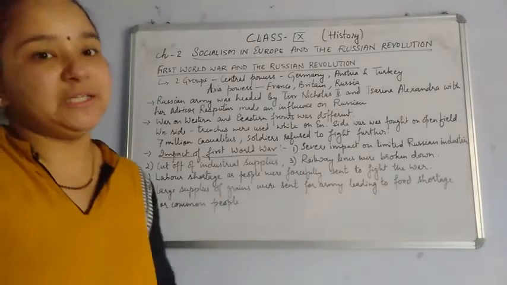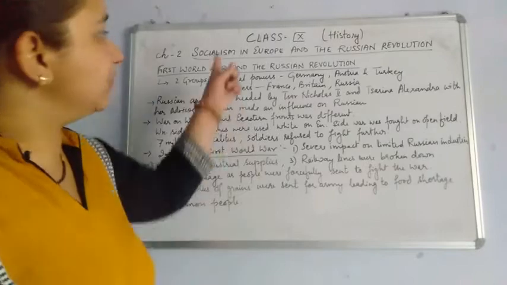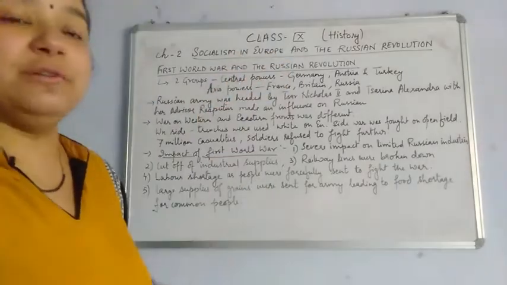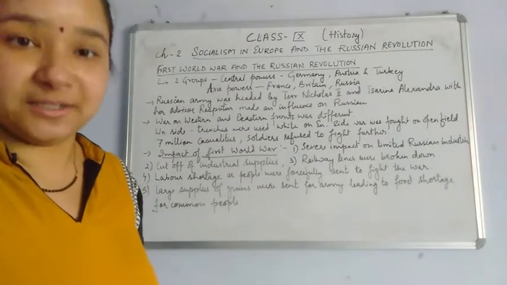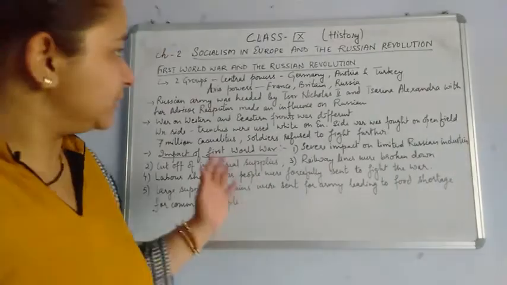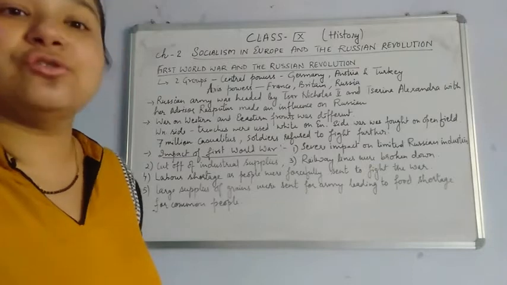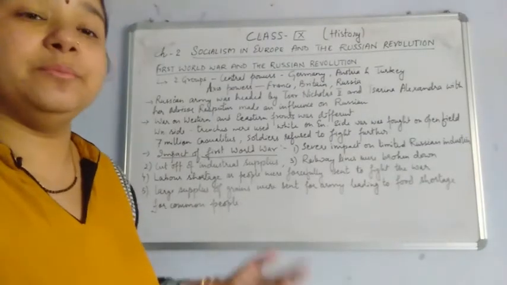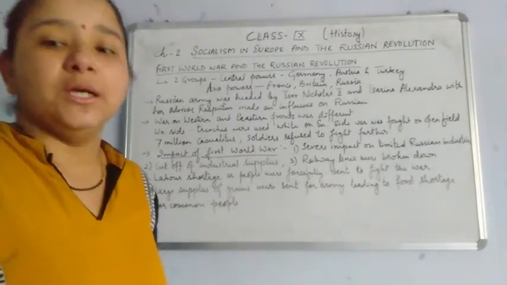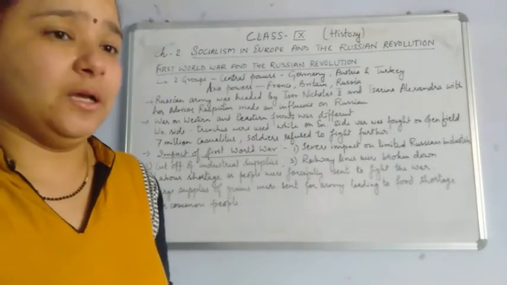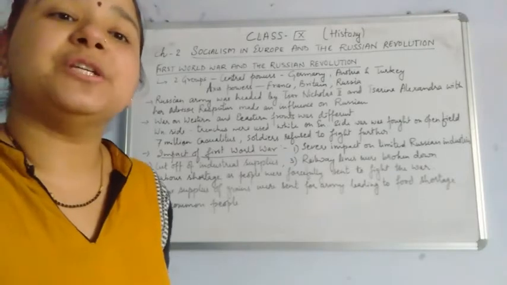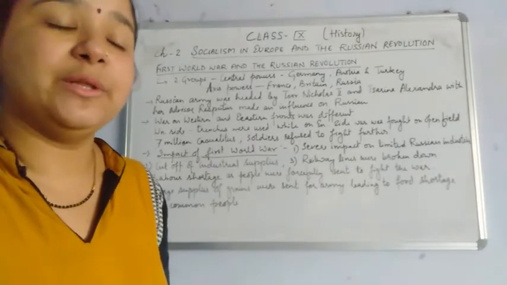Hello everyone and welcome to my class. To continue with Socialism in Europe and the Russian Revolution, the second chapter of the ninth class NCERT history book. So far we have discussed various topics, and in the previous video I discussed Bloody Sunday, its effect, and the position of Russia during the First World War when the war started.